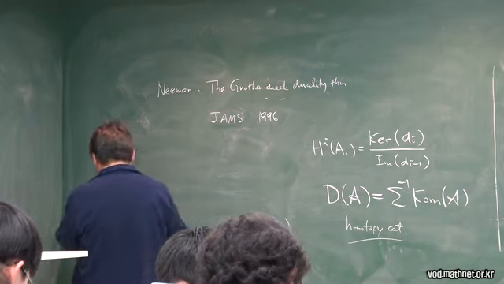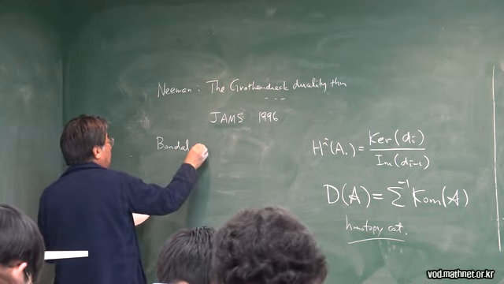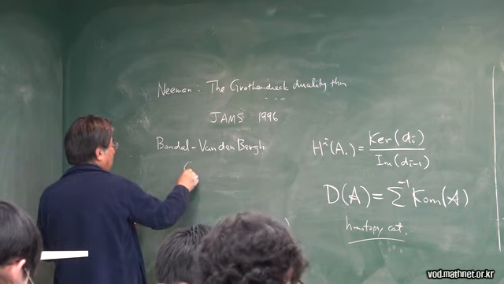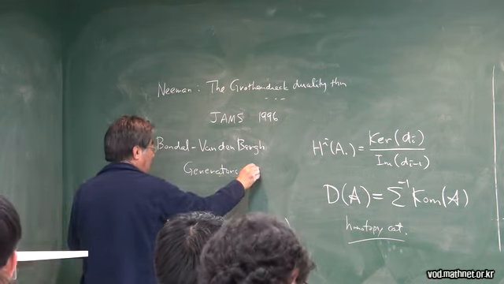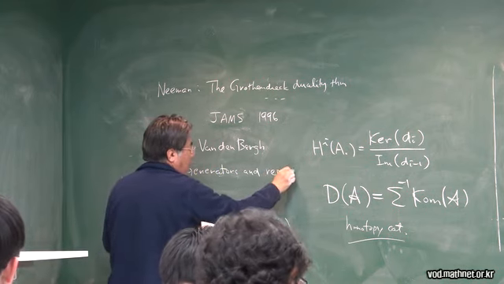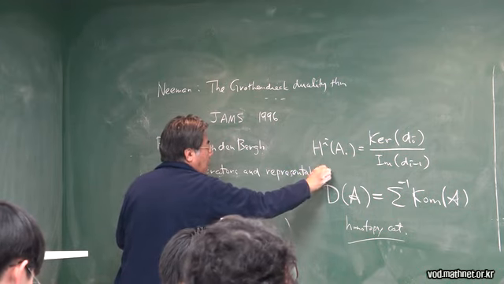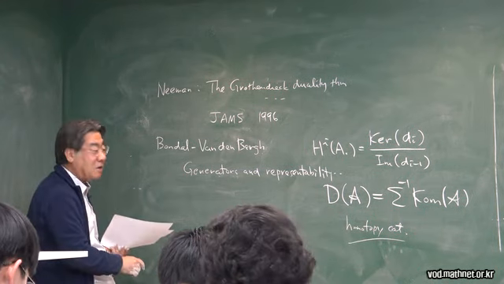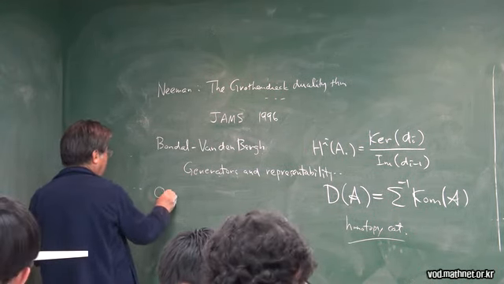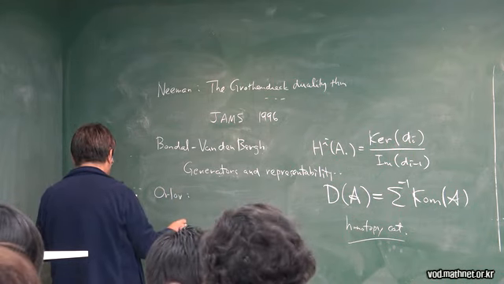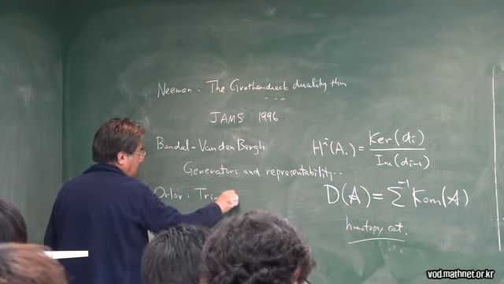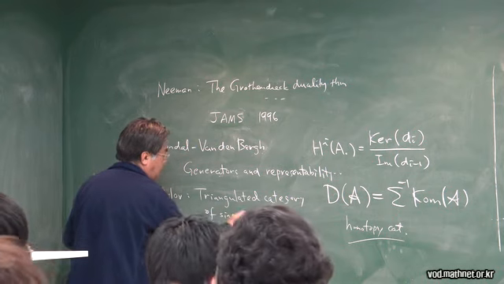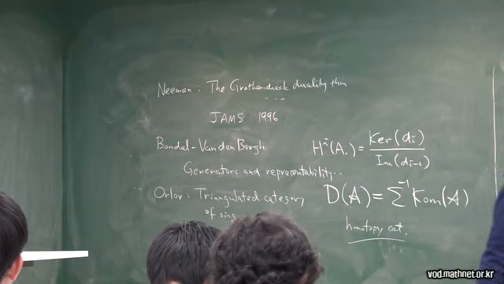This is not for next time, but Bondal and Van den Bergh, Generators and representability. This is published somewhere, but it's on the arXiv anyway. And another one is Orlov, Triangulated categories of singularities, and so on. These papers will be related to the topic.